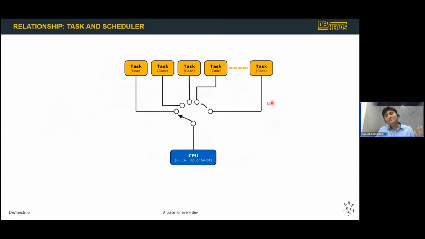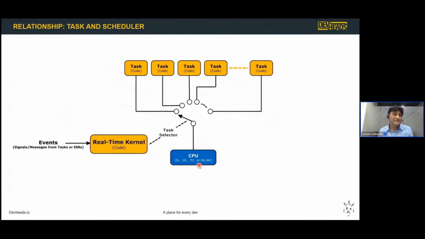Now, because the CPU has only a single core, it has to choose which task to execute. For that, we have a real-time kernel that comes out of, let's say, FreeRTOS, right? So we have a real-time operating system, FreeRTOS, and FreeRTOS has a scheduler. So look at this task selector. The task selector with a FreeRTOS scheduler will decide which task to execute, right? So the CPU by this way is able to make a decision, okay, this is the task that I want to execute.